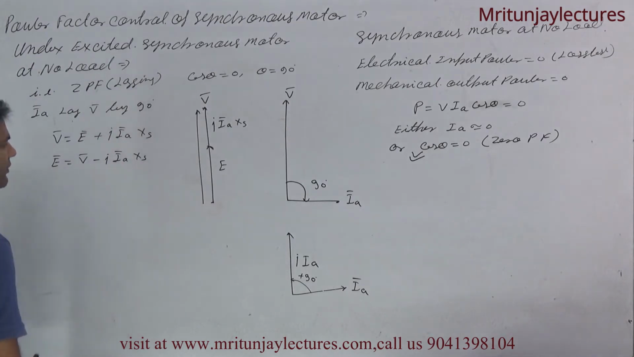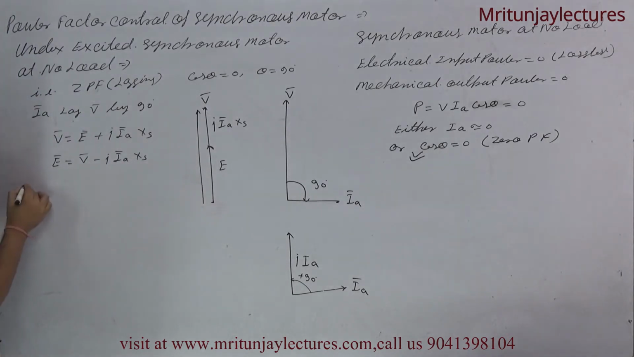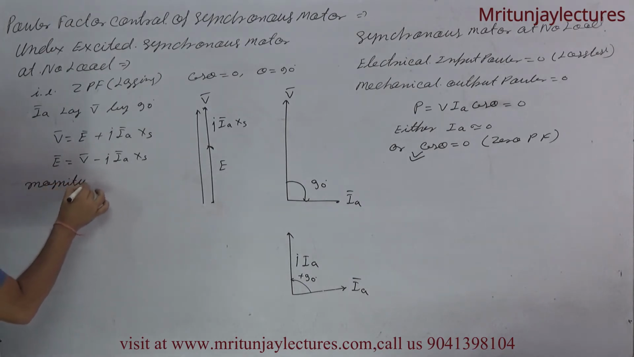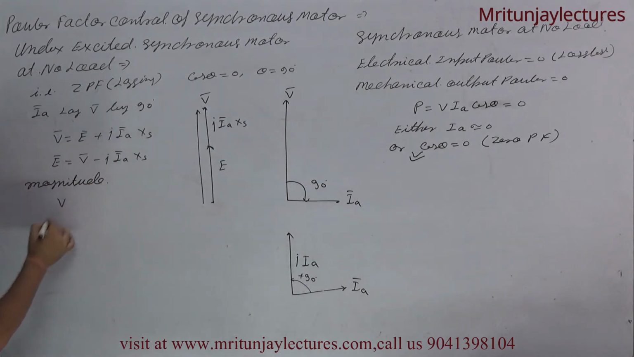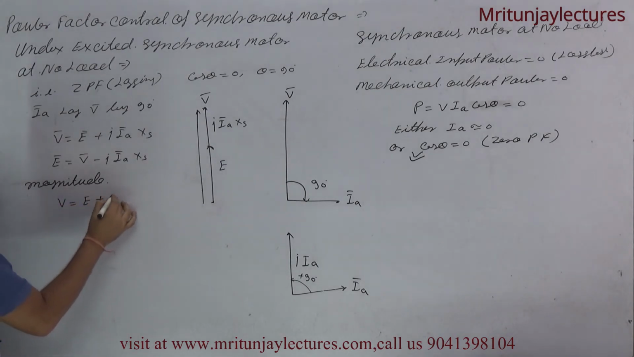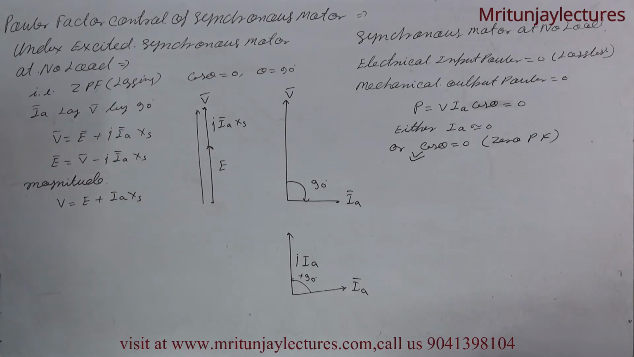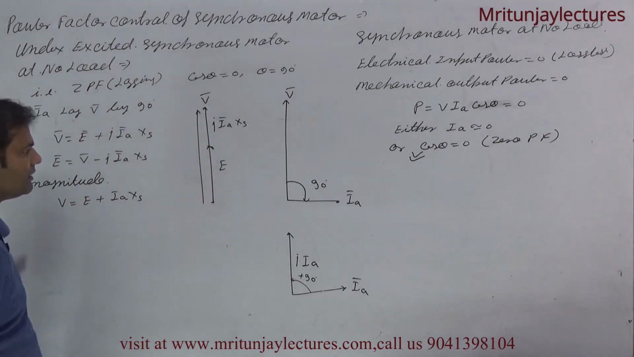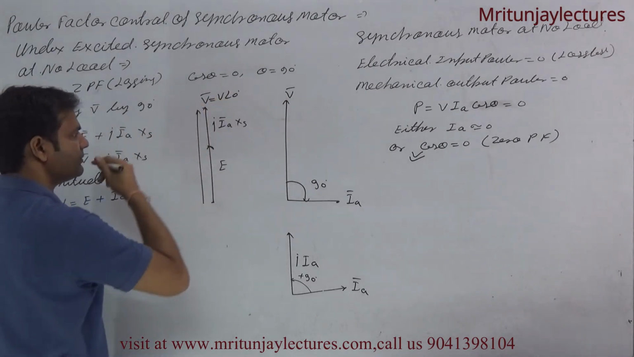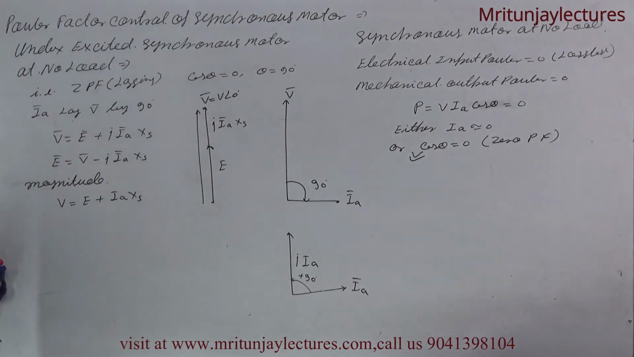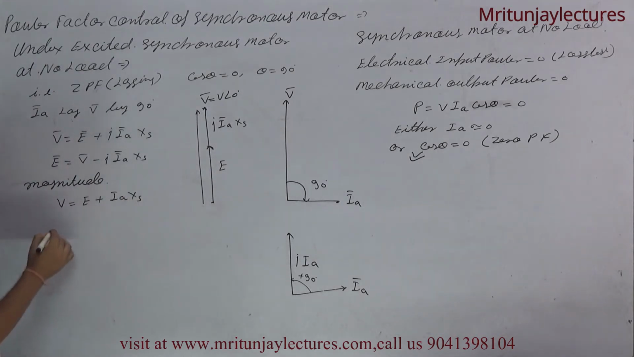Clear? Now in magnitude, V will be equal to E plus Ia into Xs. In magnitude, both are in the same direction, and V will be equal to V at the angle 0. Clear? Now what about Ia? Ia will be equal to minus E by Xs plus V by Xs.